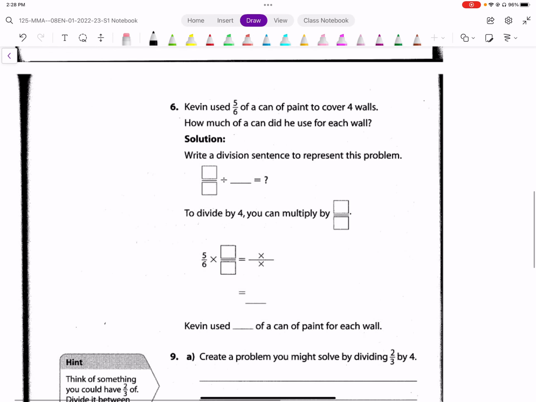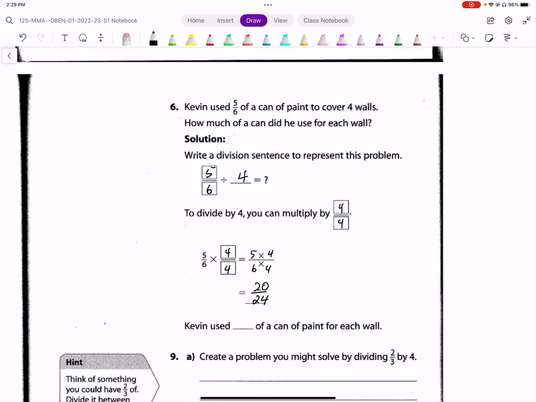So lastly here I have 5 over 6. I have 5/6 of a can of paint to cover 4 walls. So I have 5/6 divided by 4. Now, since 5 is not divisible by 4, what we can do is multiply by 4 over 4, and so we end up with 5 times 4, 6 times 4, and we get 20 over 24.